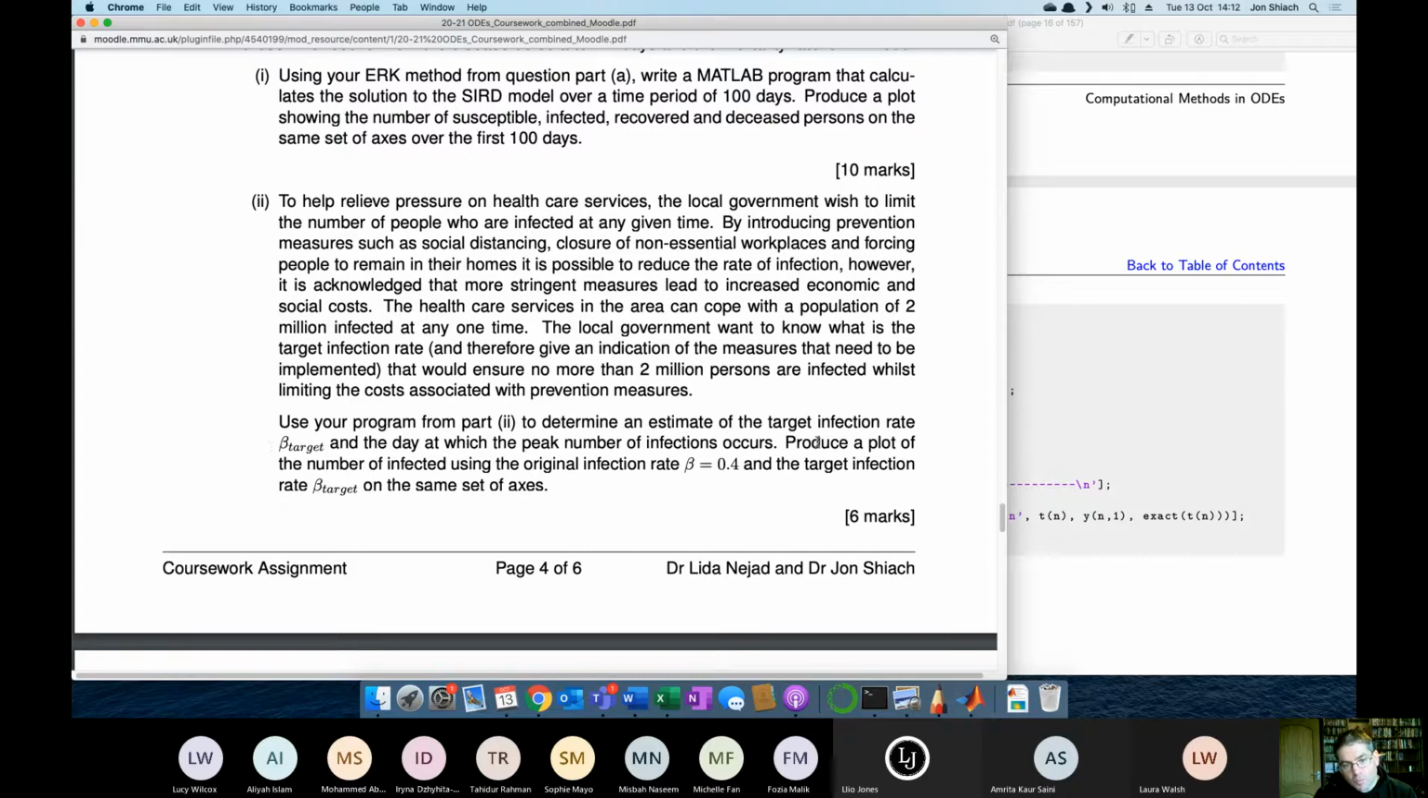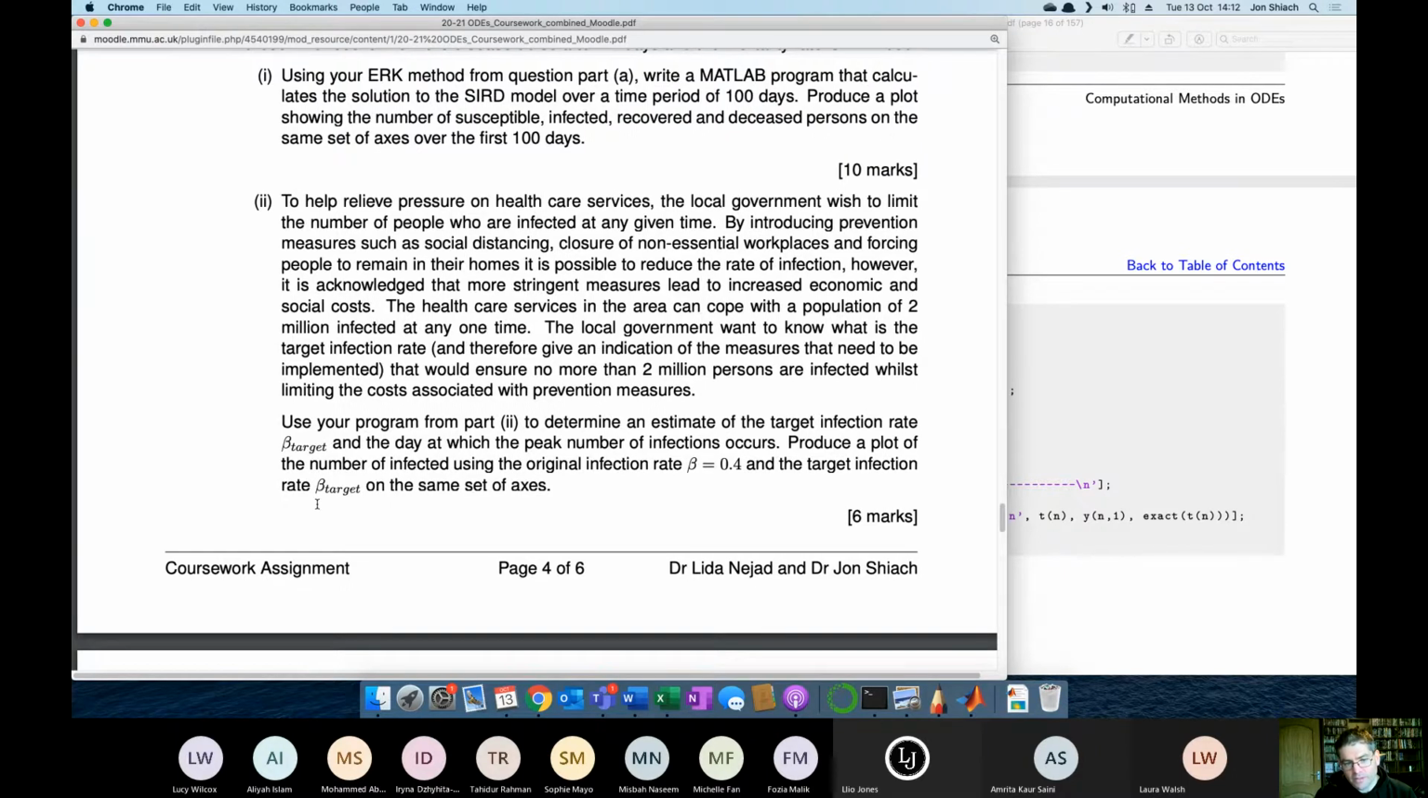But I'm also looking for a plot of the number of infected using the original infection rate, that was beta is 0.4, and the target infection rate. This will give you some hint on what the target infection rate should be. If beta was greater than 0.4, more people are going to be infected very, very quickly, so that's going to increase that peak. So you know that beta has got to be less than 0.4. Okay.